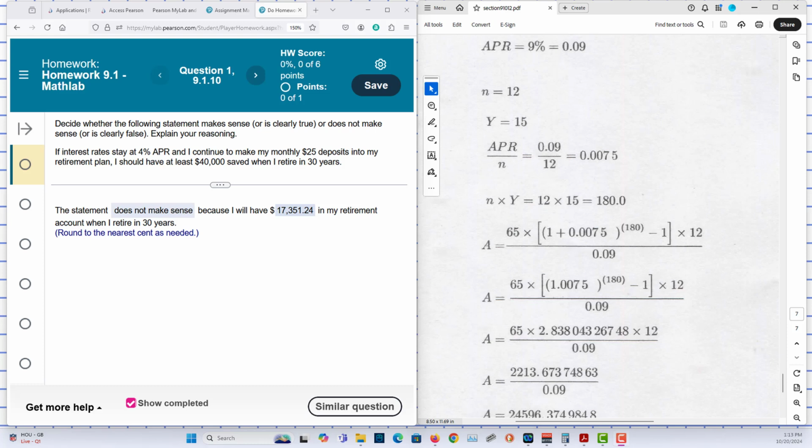Chapter 9, Section 1, Problem 10. Decide whether the following statement makes sense, or is clearly true, or does not make sense, or is clearly false.